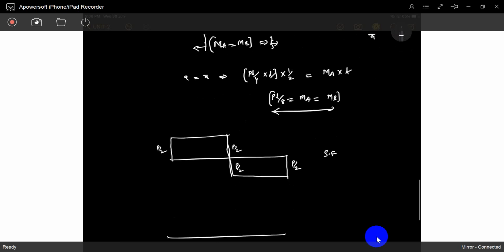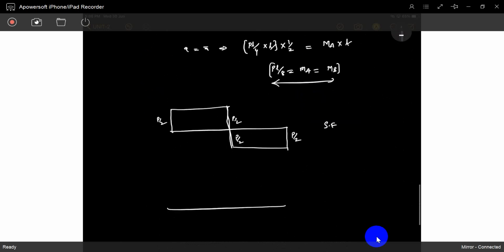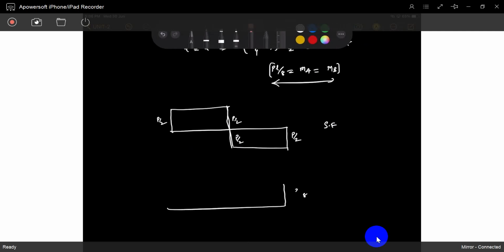So the bending moment diagram, you can write it. What is it? PL by 8. Like this, you can write, sir, PL by 8. It's negative. Otherwise, I don't prefer positive and negative, top or bottom, so you can choose. That's PL by 8.